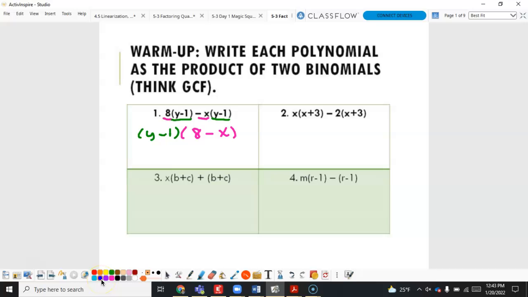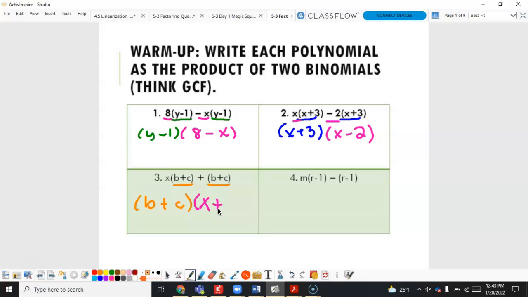So here, the GCF is x plus 3. So that's going to leave behind x minus 2. My GCF is b plus c, which leaves behind x plus.